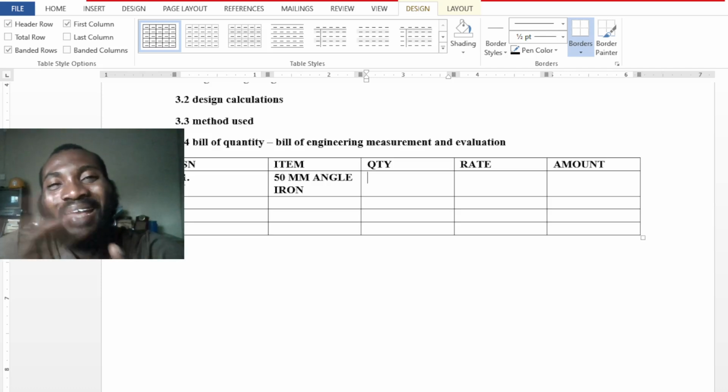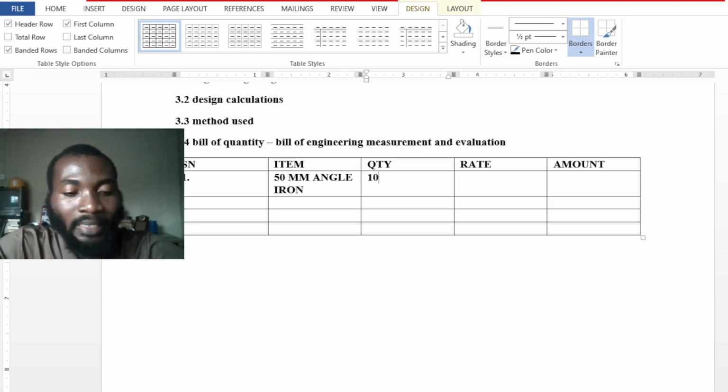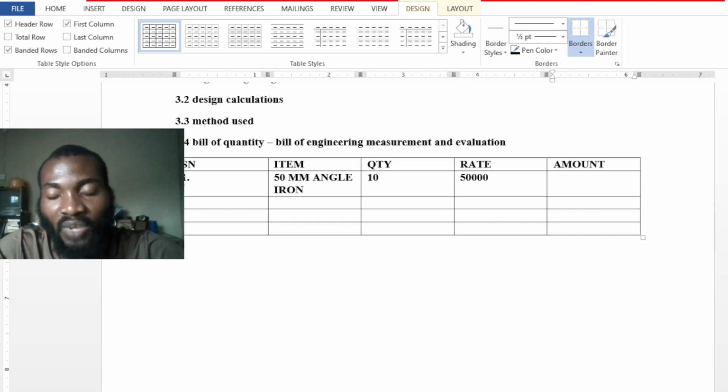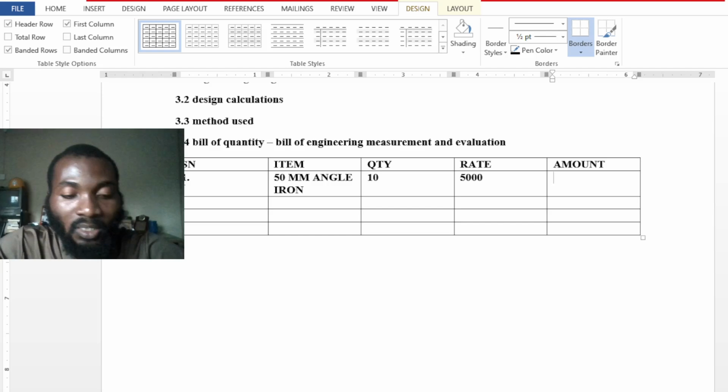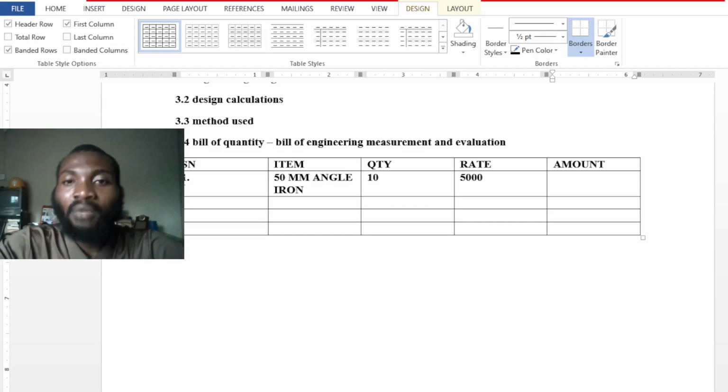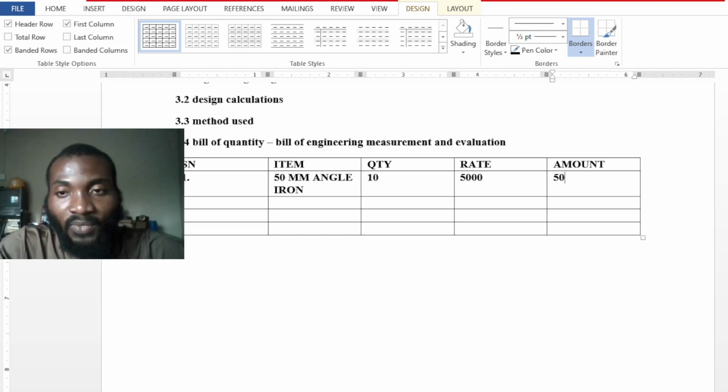Quantity. How many lengths of the angle iron did you use? 10. How much was one? One was 5,000. If one was 5,000, then the total will be 5,000 times 10, 50,000. So you go this way until you are done.